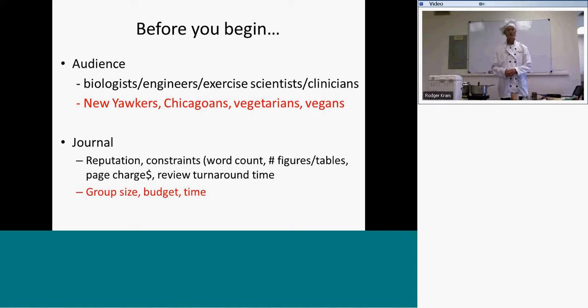In terms of your career, the review turnaround time is pretty important. You don't want to pick a journal that has a reputation for slow turnaround. The analogy for this is how many people are coming over to your house for dinner. It's a constraint on how many pizzas you need to make. And then, of course, your budget for what ingredients you're going to have and how much time you have to make the pizza. Next, please.